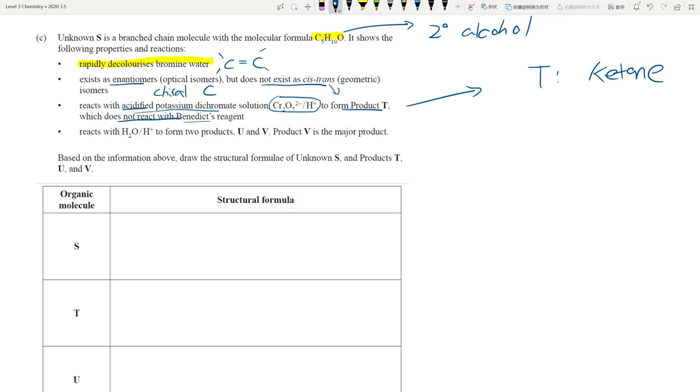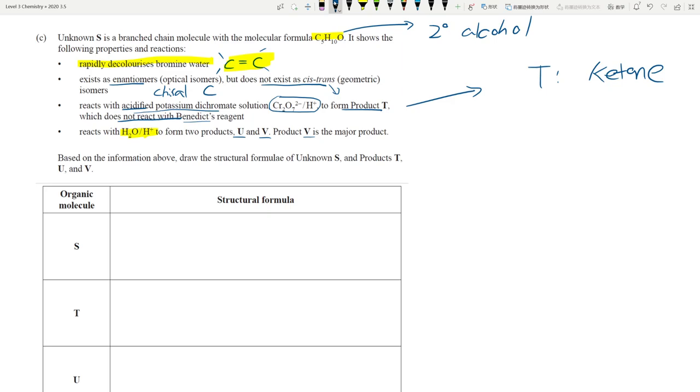Now, the compound reacts with H2O and H plus to form two products, U and V, and V is the major product. This is because we have the alkene here. This is the major and minor products. All right, so pretty straightforward. So let's get into it.